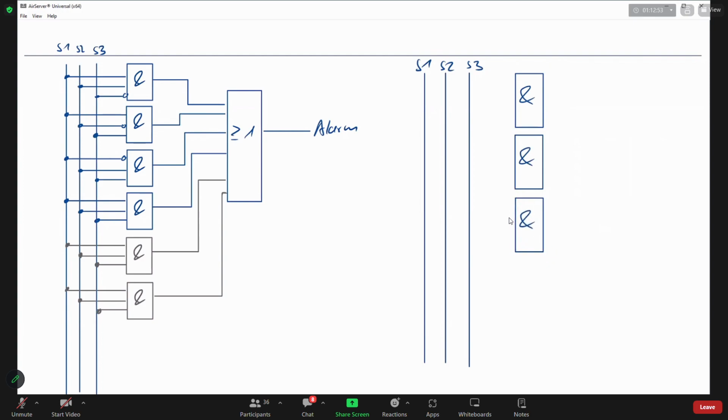So the first one we have S1, S2, and just no S3. For the second one, we have S1, S3, and just no S2. And for the last one, we have S2, S3.